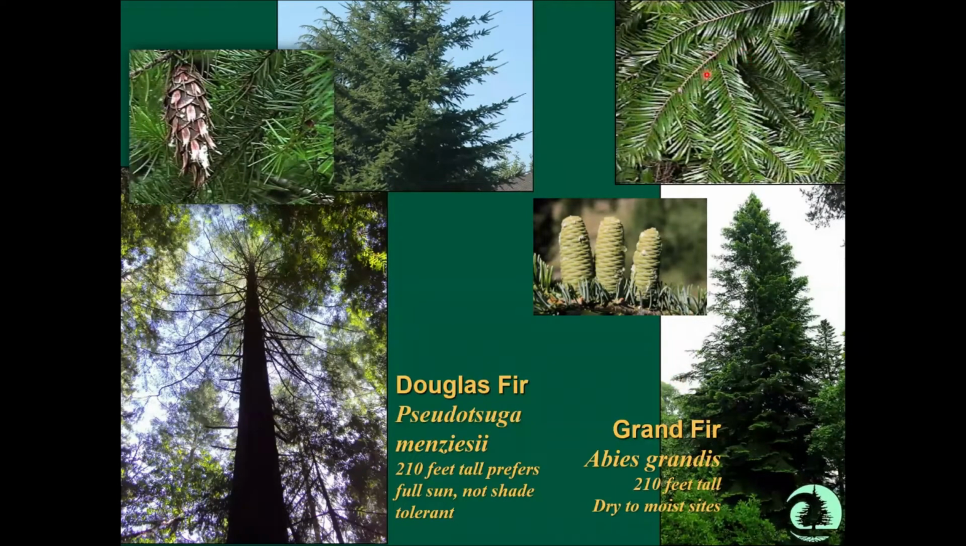Its needles lay flat, like they're parted right here from the branch, and the cones on the grand fir go straight up. Cones that go straight up are typical for true firs, whereas the Douglas fir is not really a true fir, botanically speaking. It's Pseudotsuga, which is false fir, and its cones hang down. Just a little side note about firs.